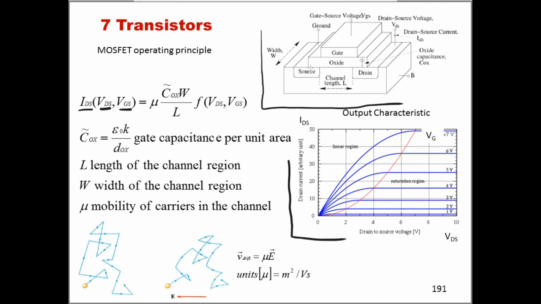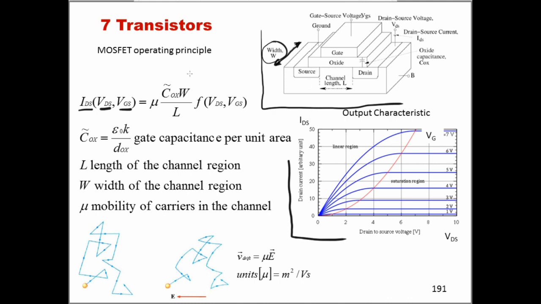The channel is here, the source and drain, and the distance between source and drain is the length of the channel. The width of the channel is represented here, and so on and so forth. So what we should expect, for example, is that if W, the width of the channel, is increased, the current flowing between the source and the drain should also increase, because obviously we are increasing the chances of some charges to flow from the source to the drain.